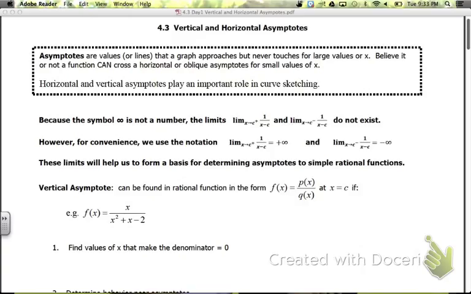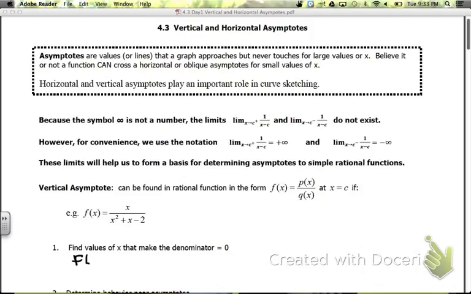So first, looking at our vertical asymptotes, these can be found in a rational function in the form f of x equals p of x over q of x at x equals c. Let's look at an example to begin. Our first example is f of x equals x over x squared plus x minus 2. Anytime we're finding vertical asymptotes, we first need to factor our denominator. The reason we factor our denominator is because then if we set it equal to 0, it's easy to find what our vertical asymptotes are.